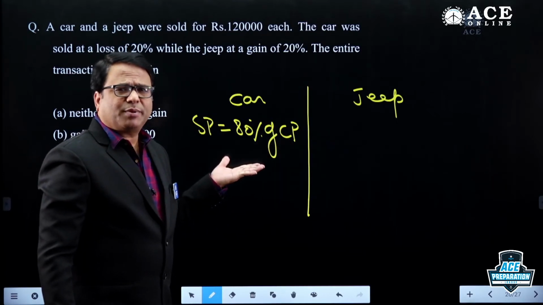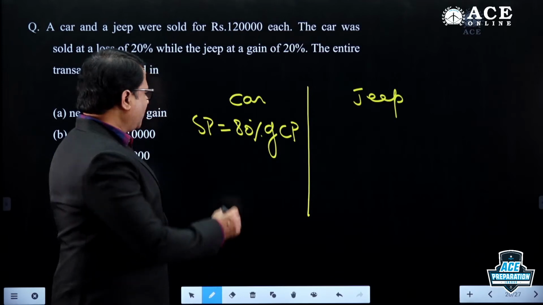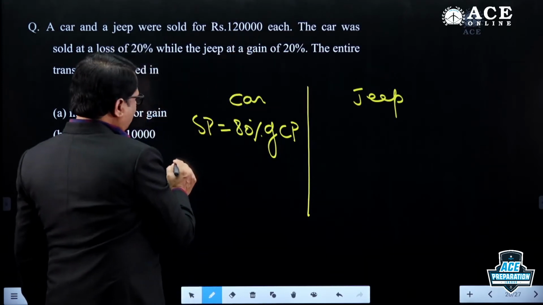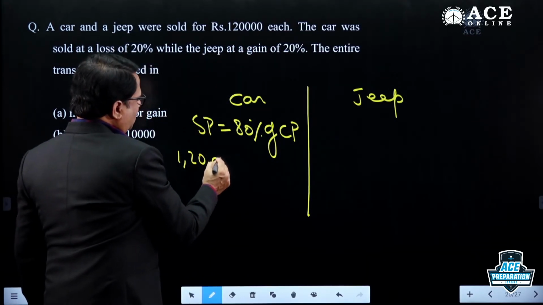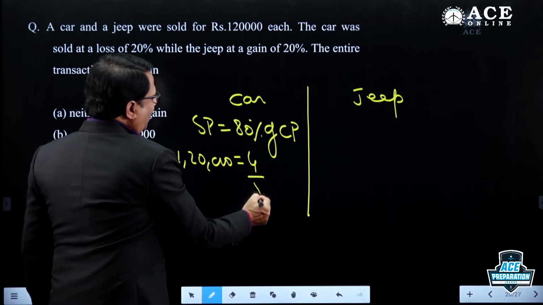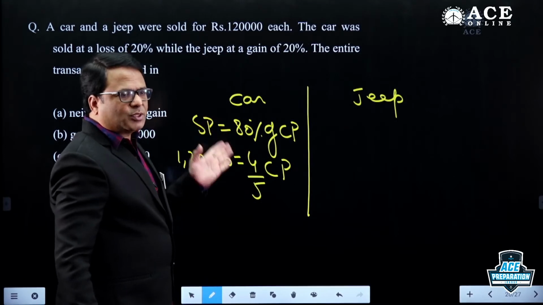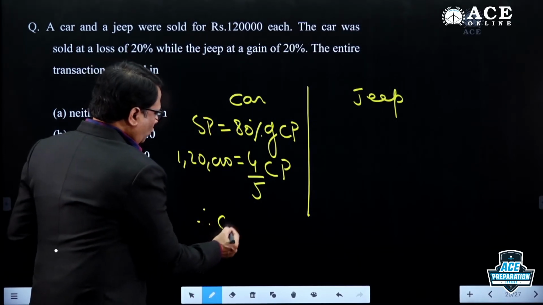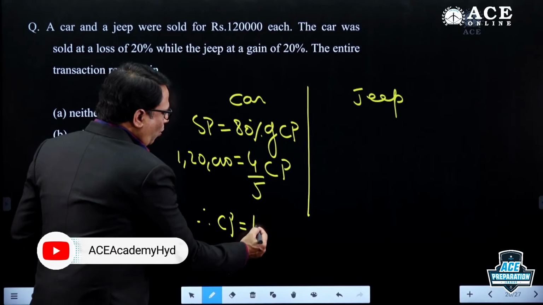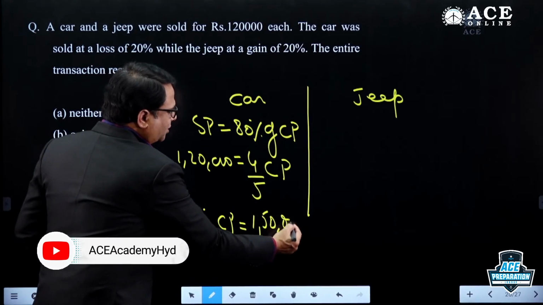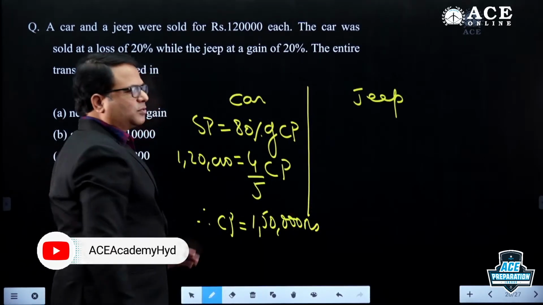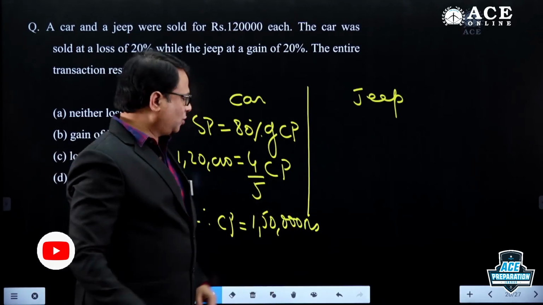But the selling price of the car is already given in the problem. It is given as 1,20,000. So, 1,20,000 equal to 4 by 5 CP. How 4 by 5? 80 by 100 is 4 by 5. So therefore, cost price is 1,50,000 rupees. So cost price of the car is 1,50,000.